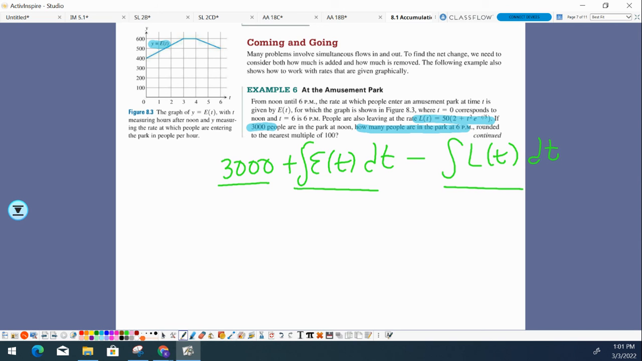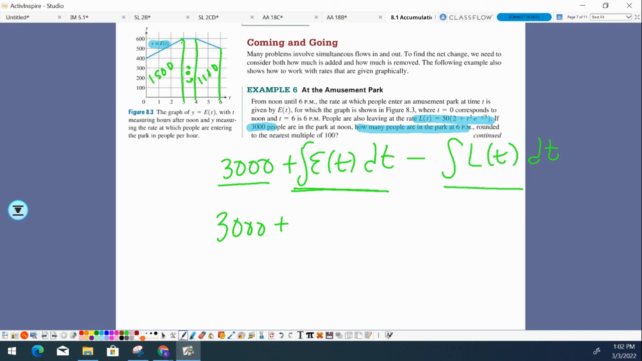All right, so to figure out our entering, we have to integrate the graph, which means we have to find the area between the graph and the x-axis. So I'm just going to notice this is a trapezoid, that's a rectangle, that's another trapezoid. And when you calculate your areas, that's 1,500, this is 600, and this is 1,100. So I'm going to use the area under the curve to find the integral of entering.